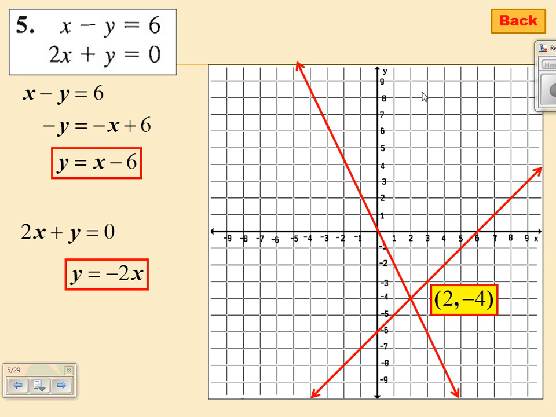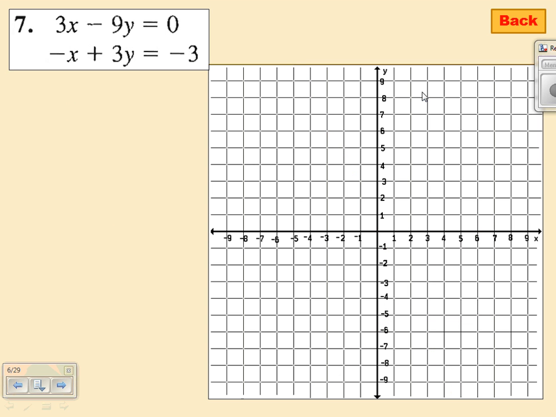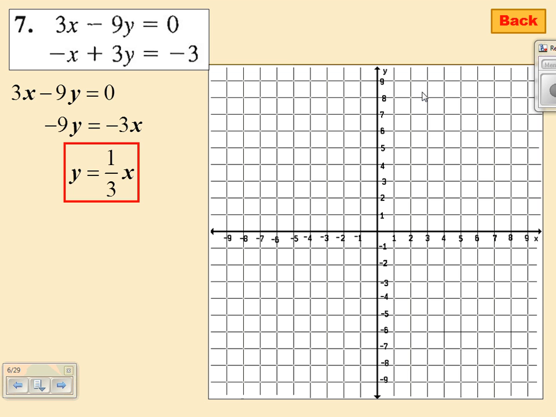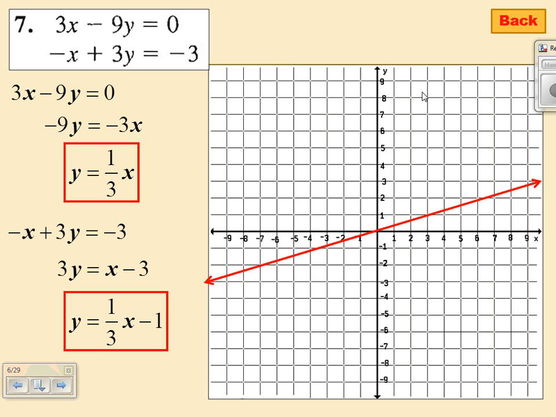For number 7, 3x minus 9y equals 0. What I want to do is subtract 3x from both sides, divide both sides by negative 9, and now it's in slope-intercept form. And my line will look like this. For the next one, negative x plus 3y equals negative 3, I want to add x... I mean add 3 to both sides. I then divide everything by 3 to get y equals 1/3 x minus 1. If I graph this line, it should look like this.